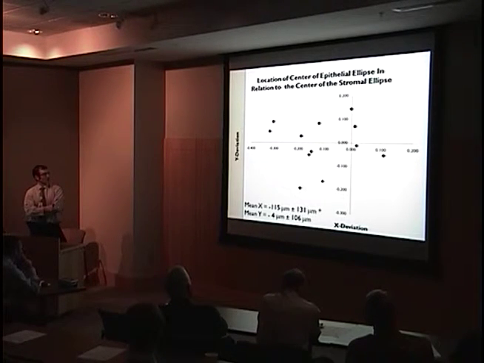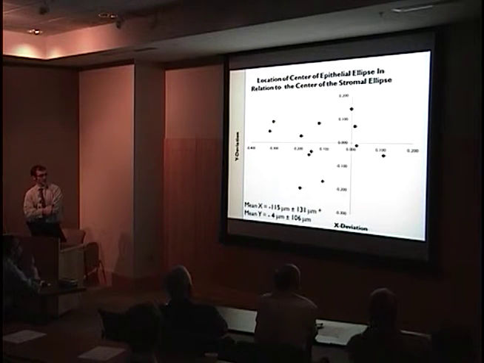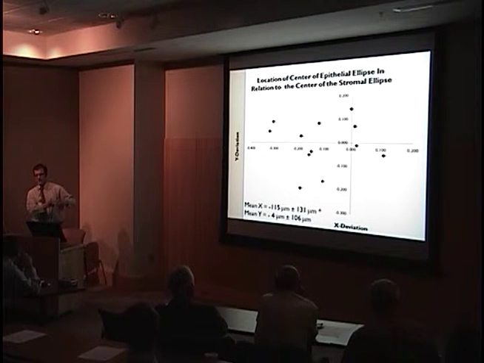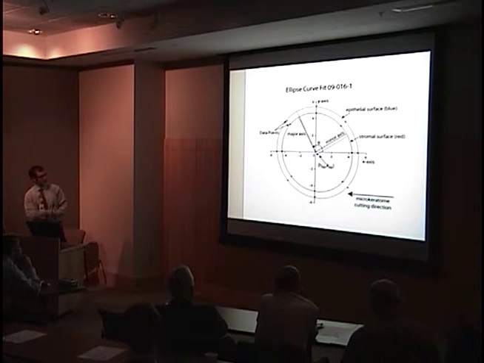In addition, the location of the center of the stromal cut in respect to the epithelial cut is generally off-center in the direction of the cutting of the blade. So the blade cuts from this side to this side. And in general, you have the center of the stromal cut smeared towards or smeared away from the blade. And so most of the stromal beds are off center from the epithelial bed. And again, that was measuring this point versus that point, the centers.